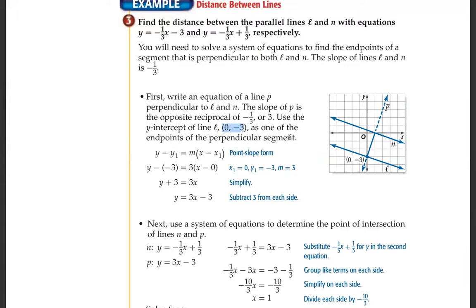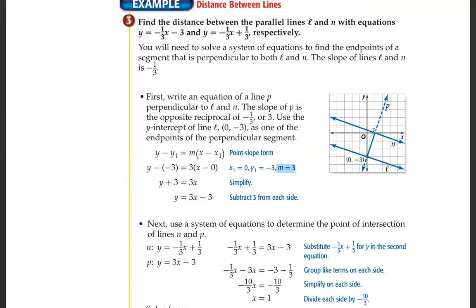So instead of looking for any points on line L, we just need to use this point that we can see in the equation, so that we don't need to solve for the ordered pair over here, or the ordered pair over here. You can do that, but it will take you a longer process. You might as well just use what is given. So we're going to use this point and make an equation of line P that is perpendicular to line L. Since L has a slope of negative 1/3, the slope of P is 3.